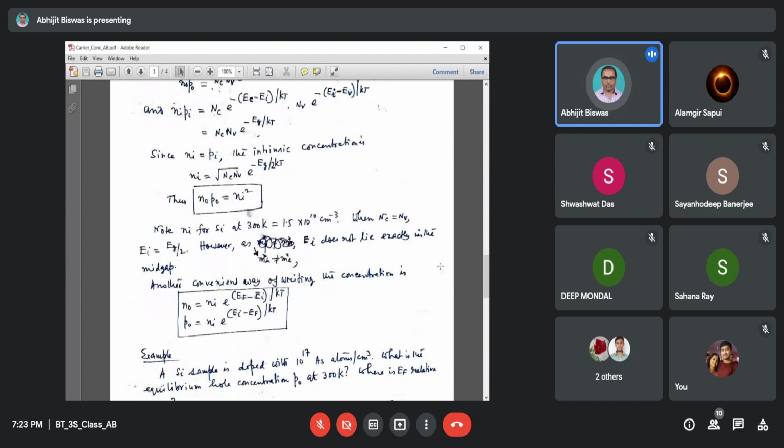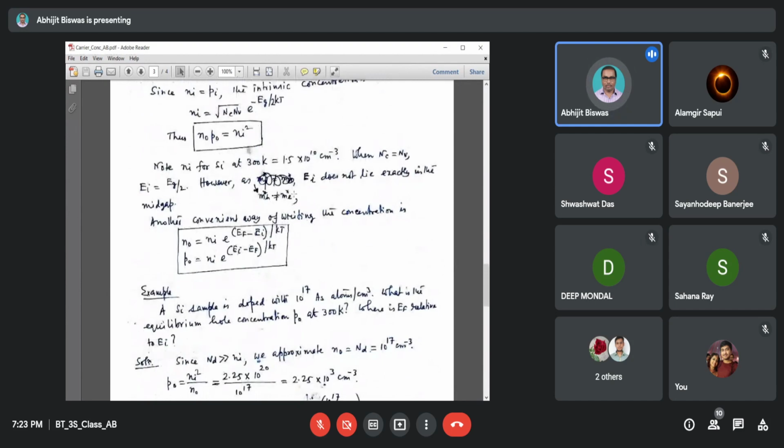So here you see an interesting result, that is Ni for silicon at 300 degree Kelvin is 1.5 into 10 to the power 10 per cc. So when Nc equals Nv, Ei equals Eg by 2. That means Ei lies exactly at the middle of the band gap. But in general, the effective mass of holes is not equal to the effective mass of electrons. Therefore, Ei does not lie exactly in the midgap. That I already mentioned earlier.